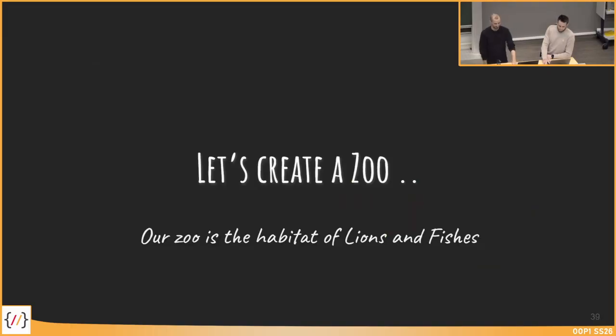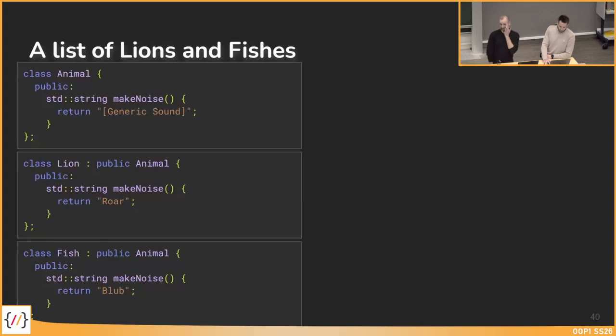We are creating a zoo again, which has lions and fishes inside. We have, again, our animal class. We have one method called make noise. And we have two derived classes, a lion and a fish, which now implement the same method, make noise, and do different things. The lion and the fish obviously both make noises, but not the same noises. A fish can make a blop. Lion is a bit louder.